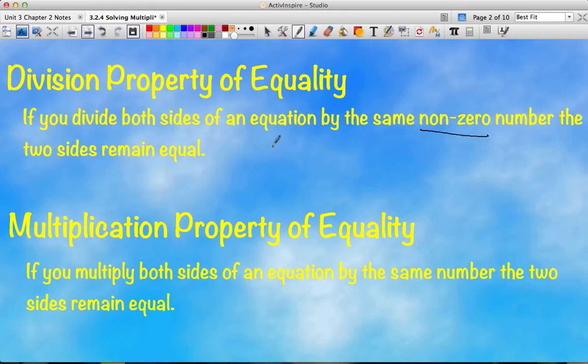So what it is saying is if you have a problem like 9 times x equals 36, if you divide by 9 and divide by 9, it will stay equal and you will get x is equal to 4. However, if you don't and you only divide by 9 on this side, you will get 9 times x is equal to 4. Therefore, they are no longer equal. It's no longer the same problem.